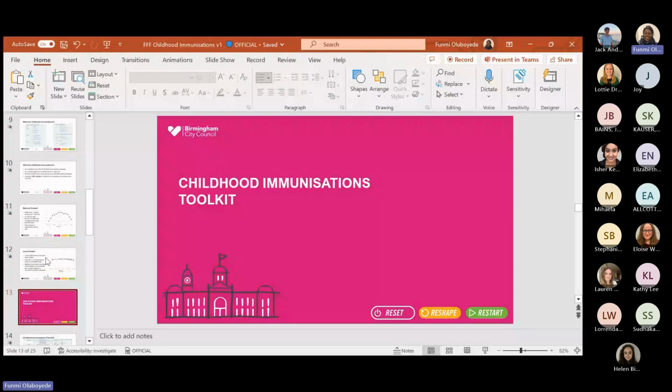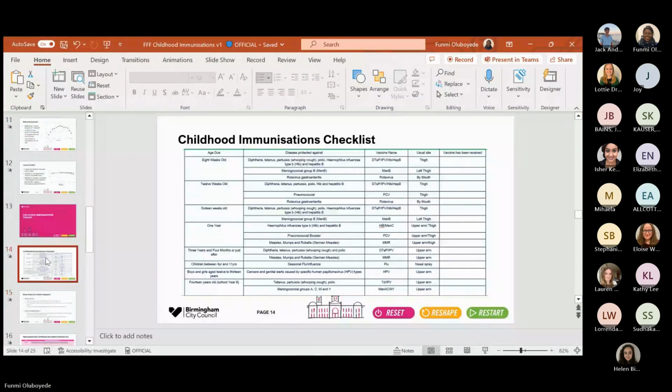So onwards to the childhood immunisation toolkit itself. It is a childhood immunisation checklist, which lists the age of the child, right from the first vaccinations at 8 weeks old, all the way through to 14 years old. Then it describes which diseases are protected against. The first one at 8 weeks old is what we call the 6-in-1, and it protects against those 6 diseases listed there. Then you have the vaccine name and the usual site of the injection. So it could be the thigh or the arm, and some of the vaccinations are oral and given by mouth.